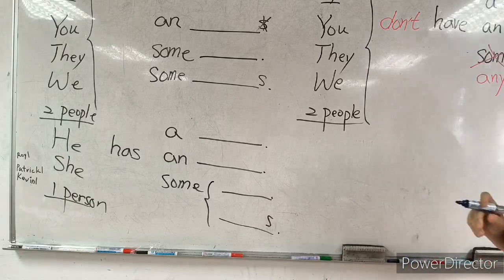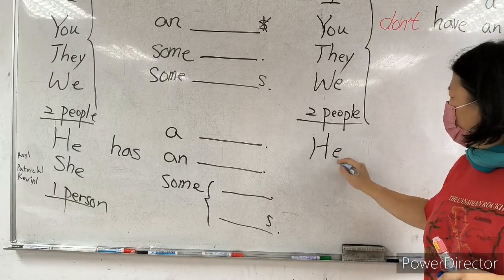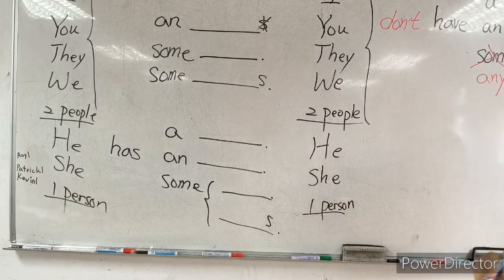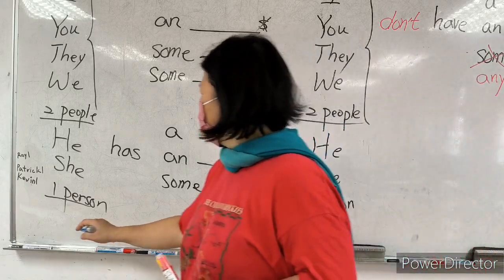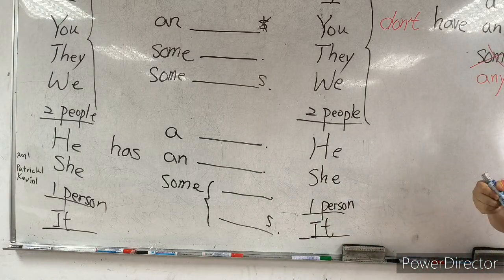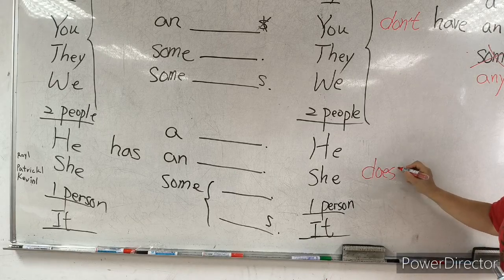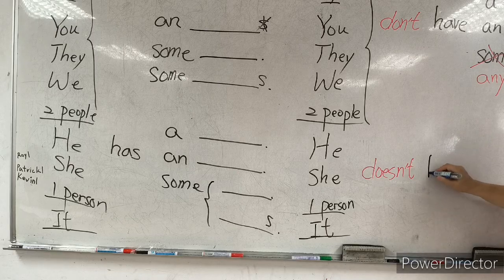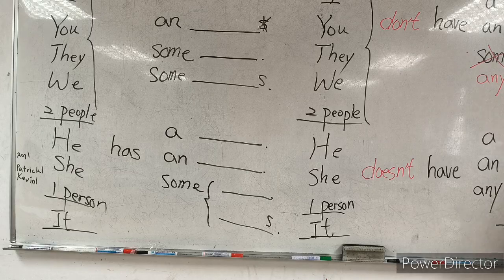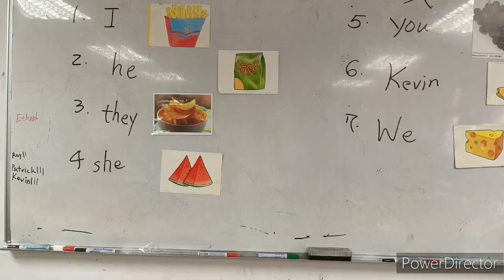Got it. Yes. Okay, and we say he, she, and one person. One person. It. Or it, right? Or the dog, the cat. Okay, and you say doesn't have a, and also you don't have any. Is that okay? So we don't have some. We don't have some, okay? Sorry, last time I said it wrong. Okay? Is that okay? Okay.